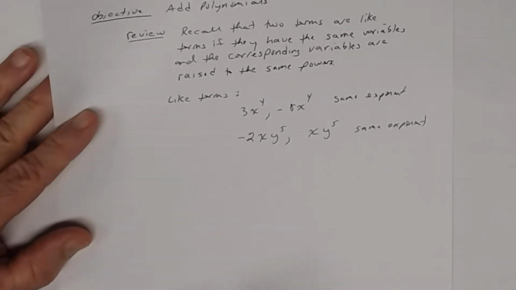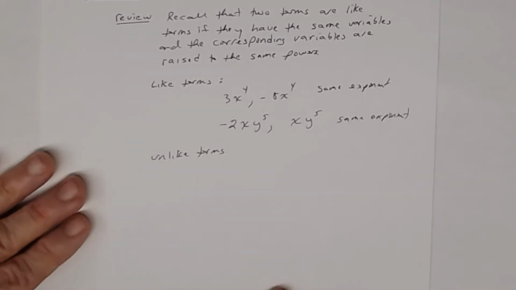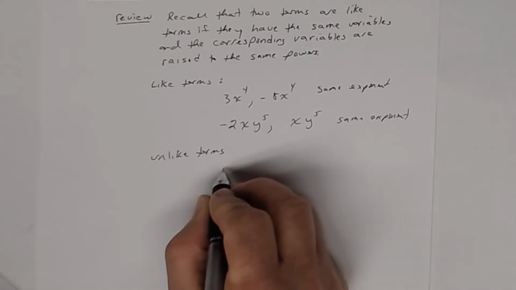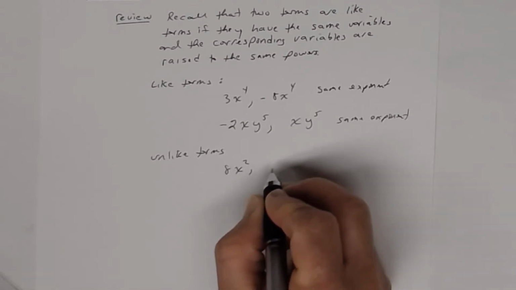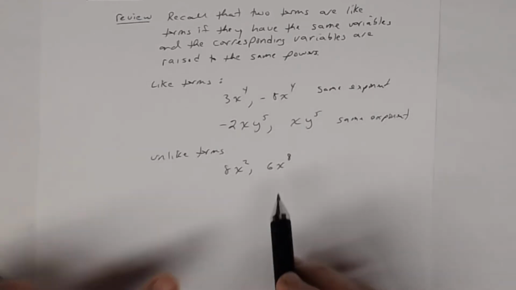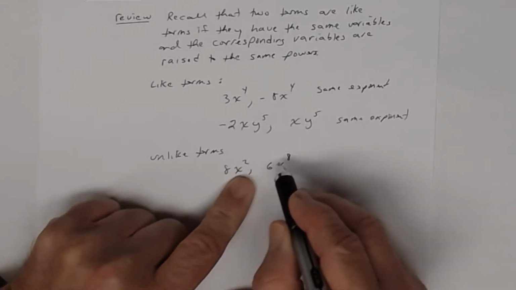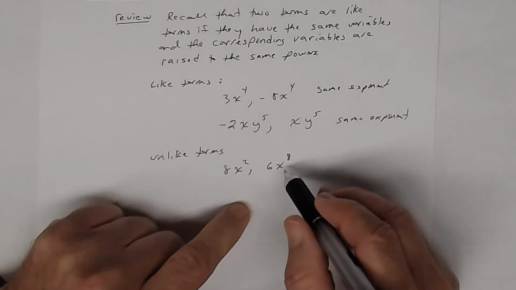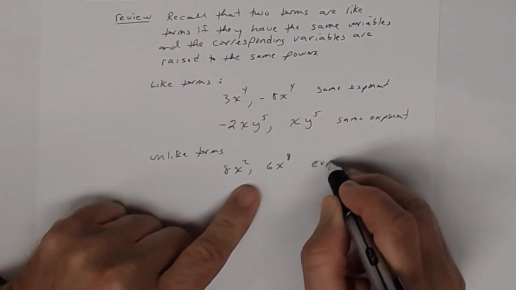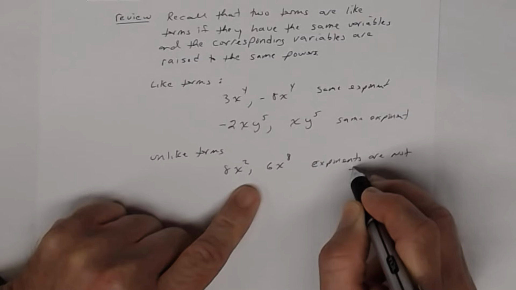Now unlike terms. These would be unlike terms. Let's suppose we had 8x squared, comma, and then the other term is 6x to the 8th power. Notice they both have the same variables, but the corresponding exponents are not the same. This one's 2, this one's 8. So those are not like terms. You cannot add them, subtract them, or combine them. The exponents are not equal.